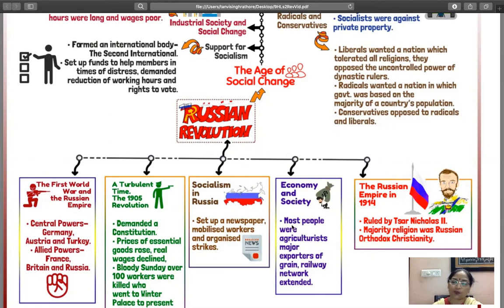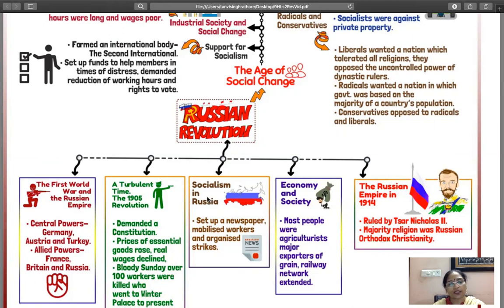Most of the people, 85%, were agriculturists, and Russia was the major exporter of grain. But gradually industries were found in pockets, in St. Petersburg and Moscow. They only had industries. There were not many industries because in the western part of Europe industrialization had already taken place. So it was 40% industrialization, 60% agriculture. So Russia was still an agricultural country, and became the exporter of grains. Okay. Now socialism in Russia.